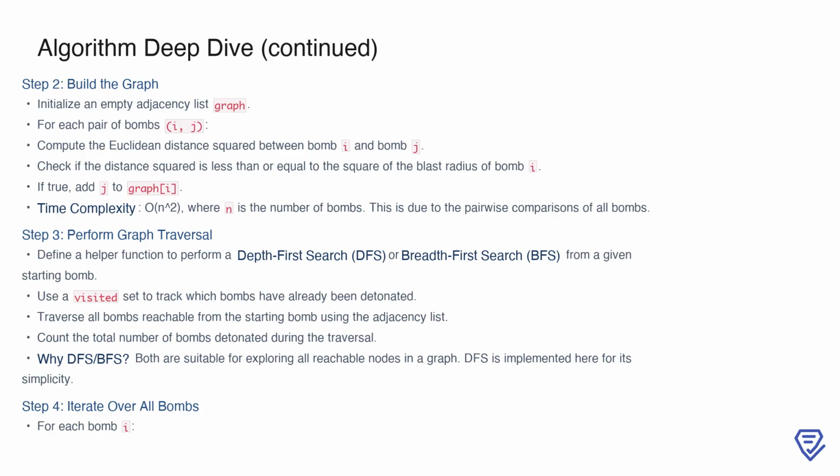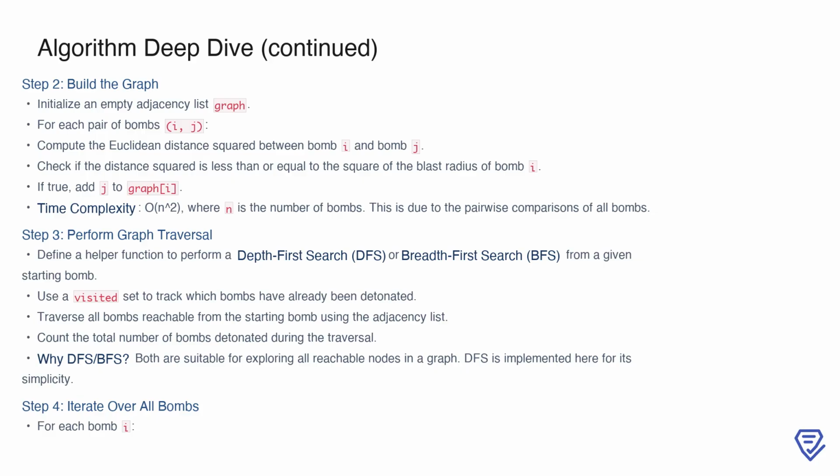Once the graph is built, the next task is to traverse it. For this, we define a helper function to perform either depth-first search, DFS, or breadth-first search, BFS. The key goal of the traversal is to explore all bombs that can be reached from a given starting bomb. During the traversal, we maintain a visited set to keep track of which bombs have already been detonated, ensuring no bomb is counted more than once. The traversal counts the total number of bombs that can be triggered starting from the initial bomb.